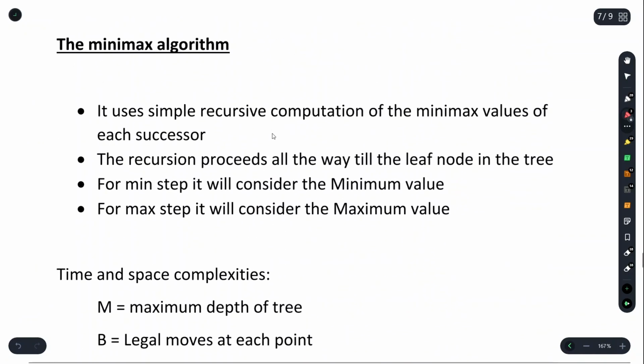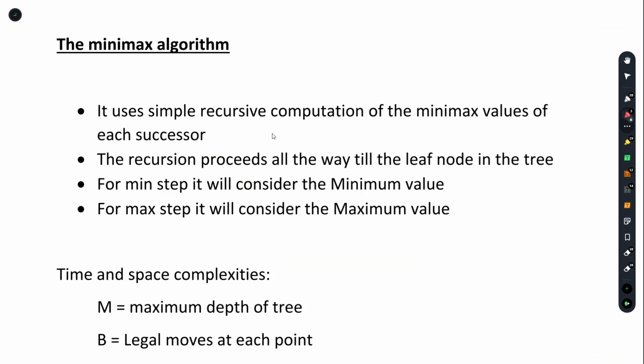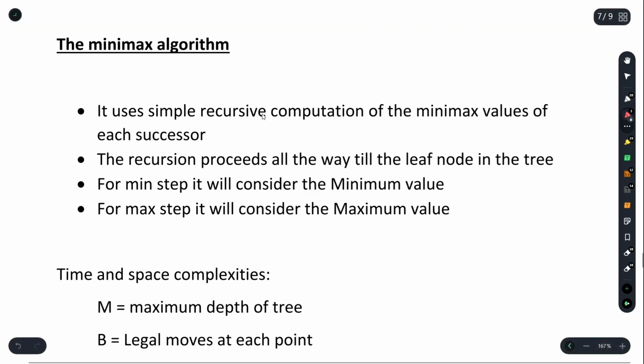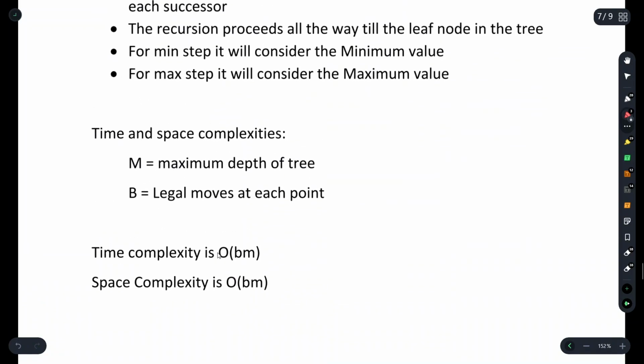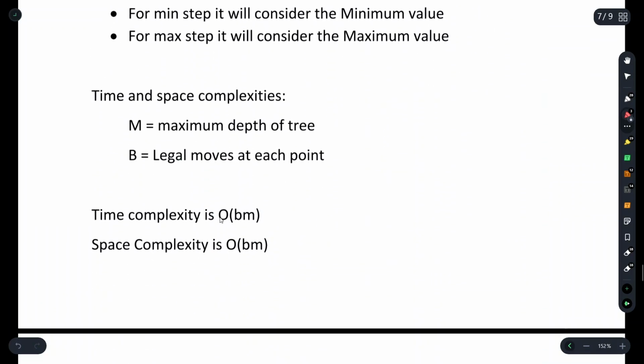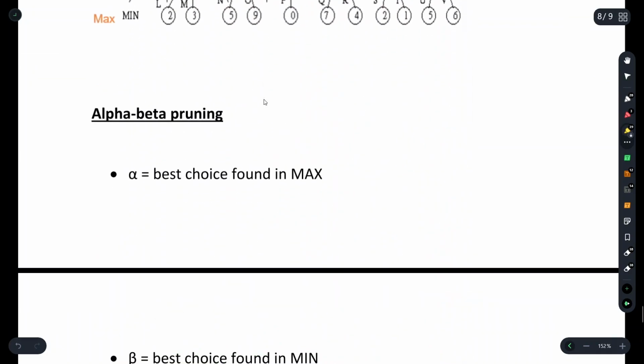It is a simple recursive computation of the min-max values of each successor. One stage will contain the minimum values, and the other stage will contain the maximum values, depending on the way it is designed. M is the maximum depth of the tree, and B is the number of legal moves at each point. So the time complexity of the min-max algorithm is O(B^M), and the space complexity is also O(B^M), that is, depth of the tree with the number of legal moves.